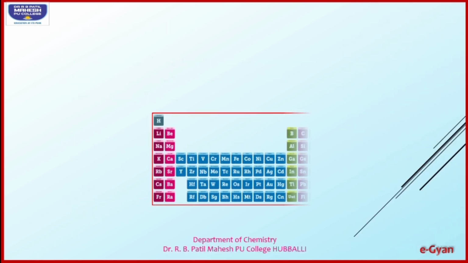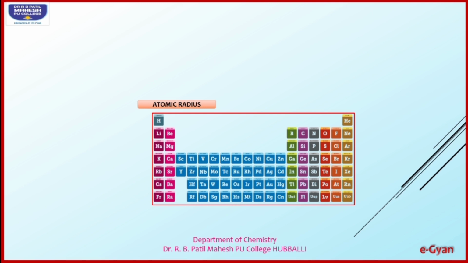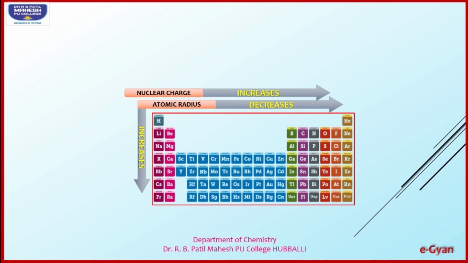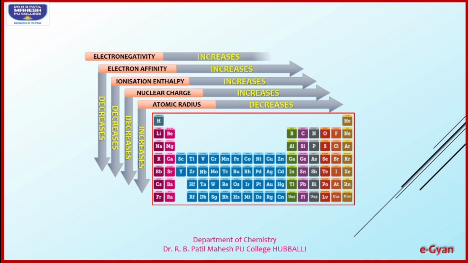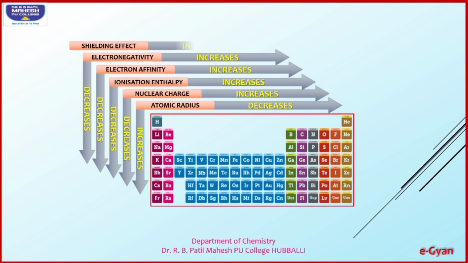We consolidate these properties. First one, atomic radius, along the period it decreases, down the group it increases. Second one, nuclear charge, along the period increases, down the group decreases. Third one, ionization enthalpy, along the period increases, down the group decreases. Fourth one, electron affinity or electron gain enthalpy, along the period increases, down the group decreases. Moving further, electronegativity, along the period increases, down the group decreases. The last one, shielding effect, along the period it increases and down the group it decreases.